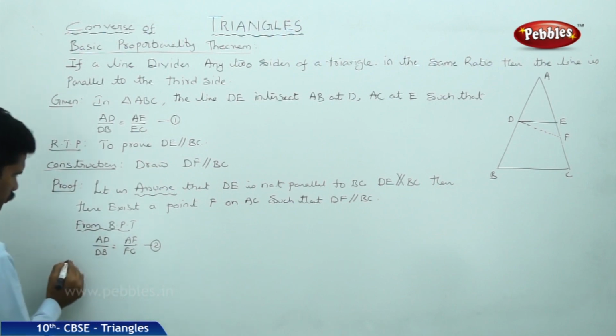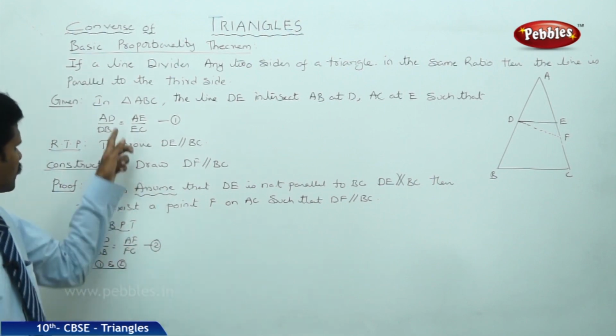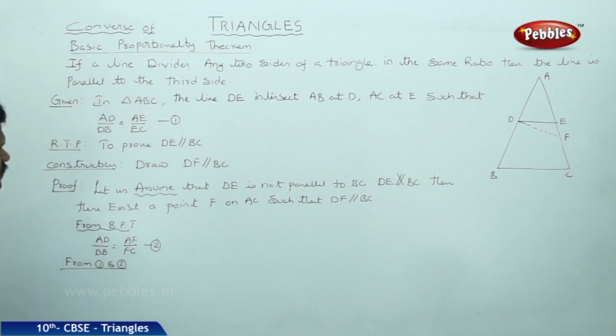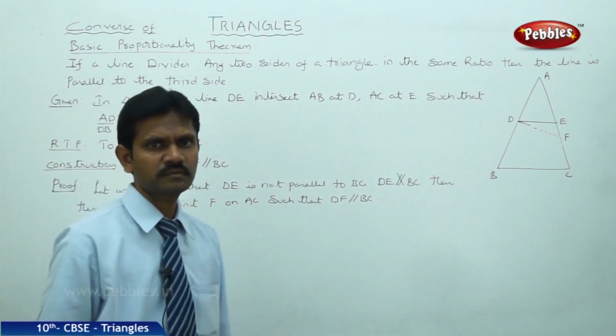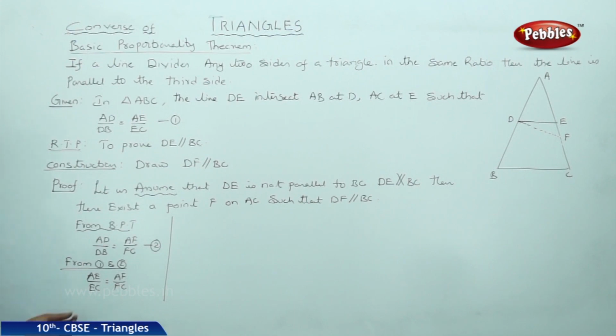Now from 1 and 2, AD by DB, that is LHS are equal. Now equate the RHS, that is AE by EC is equal to AF by FC. Now AE by EC is equal to AF by FC.